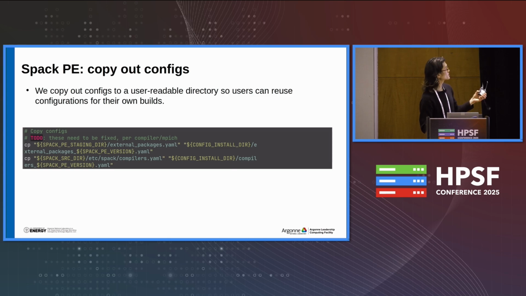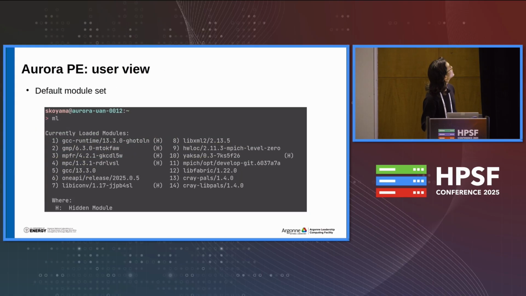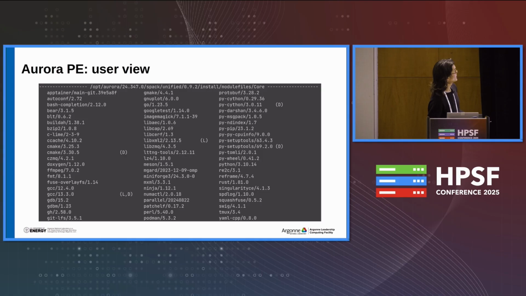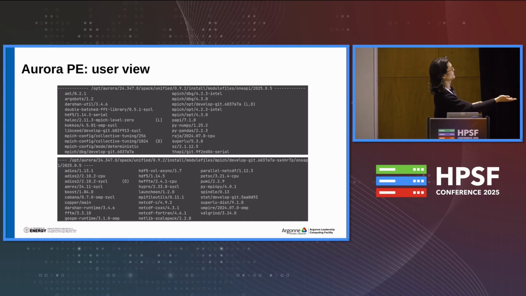Finally, one of the finishing touches, which doesn't really work, hence the to-do, is we copy out configuration files for users to use. And then just to show you what it looks like on the system itself, this is on the login node. We have a default module set. We provide a lot of GCC-compiled packages, mostly build tools, stuff like that. And then these are the hierarchical module files.